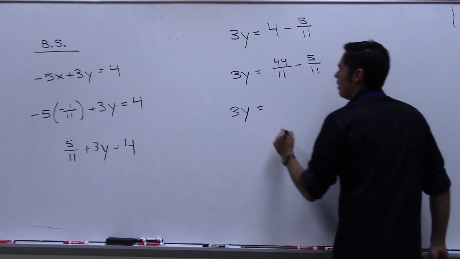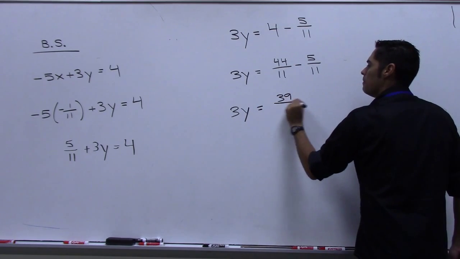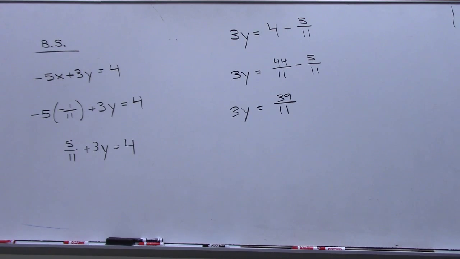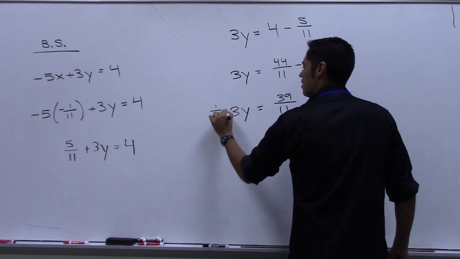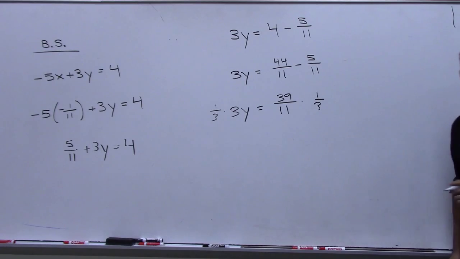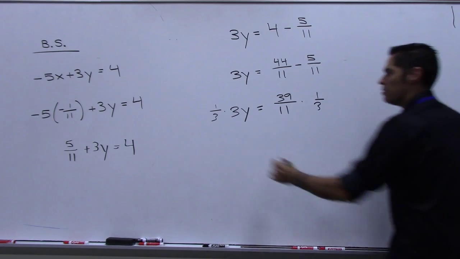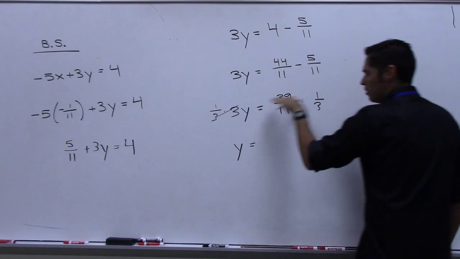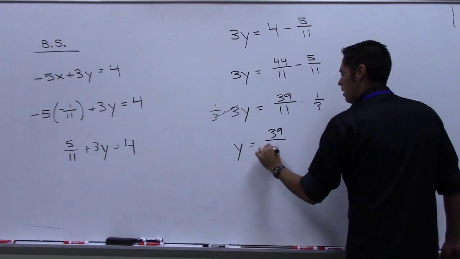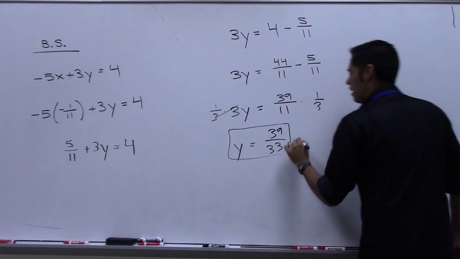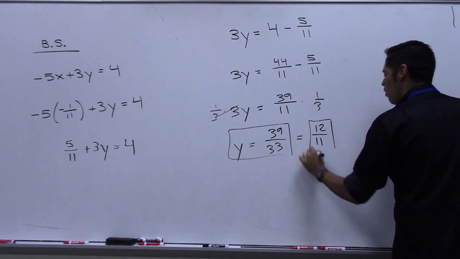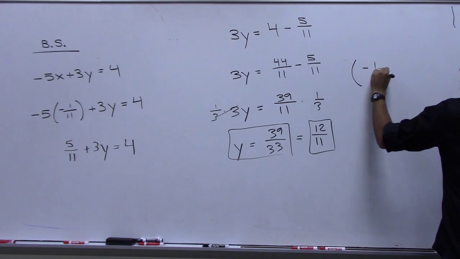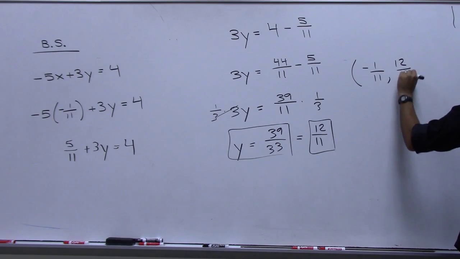3y equals what now? 39 over 11. And then divide both sides by 3. So if I divide by 3, what's going to happen? Multiply by the reciprocal. So I could just say this instead. Multiply both sides by 1/3 is the same as dividing by 3. And this will give me a y over here. And then multiplying straight across, 39 over 33. Oh yeah, you can reduce that. 3 goes in, 13 over 11. Of course that's the answer.